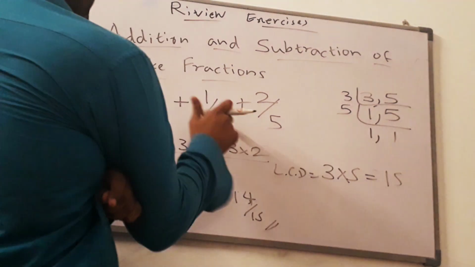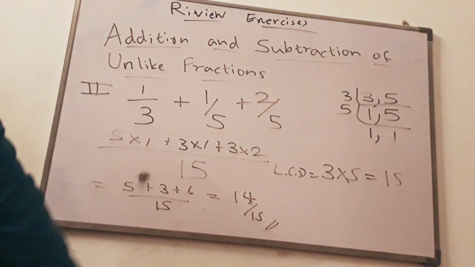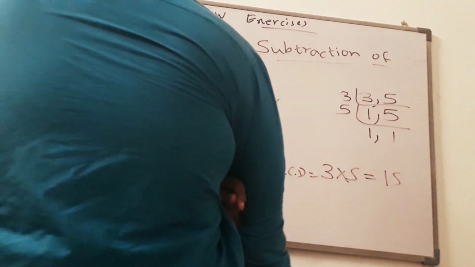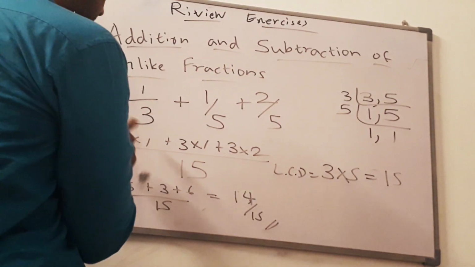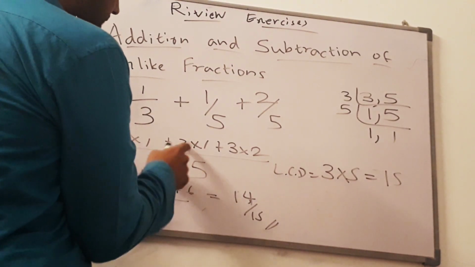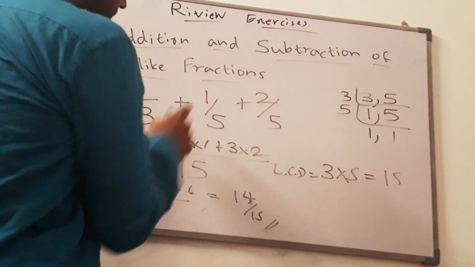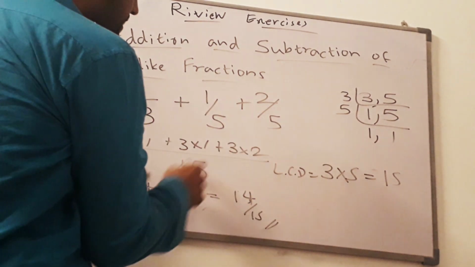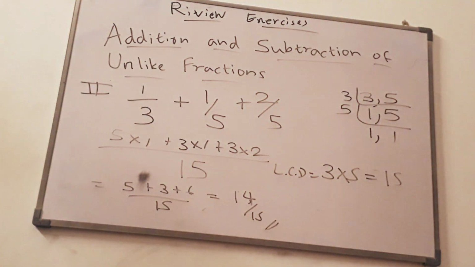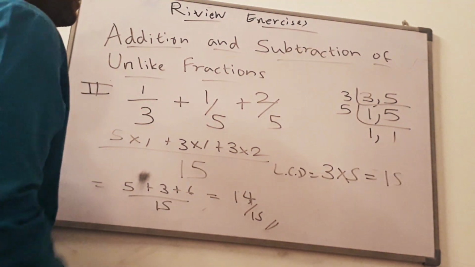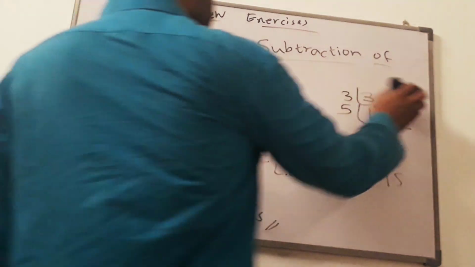Again, 5 is not a multiple of 3, so we have to go to the factorization division method. So we have to find the least common denominator, which here is 15. Then we have to check how many 3s are there in 15. 5 threes, 5 times 1, then 3 times 1. Again, how many 5s? 3 fives, 3 times 2. Then I simplify it to get the final answer. Further than this we can't simplify, so this itself is the simplest form.